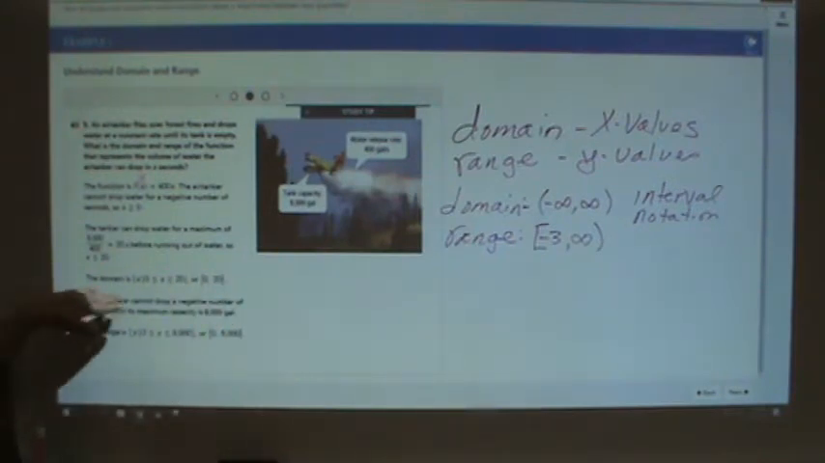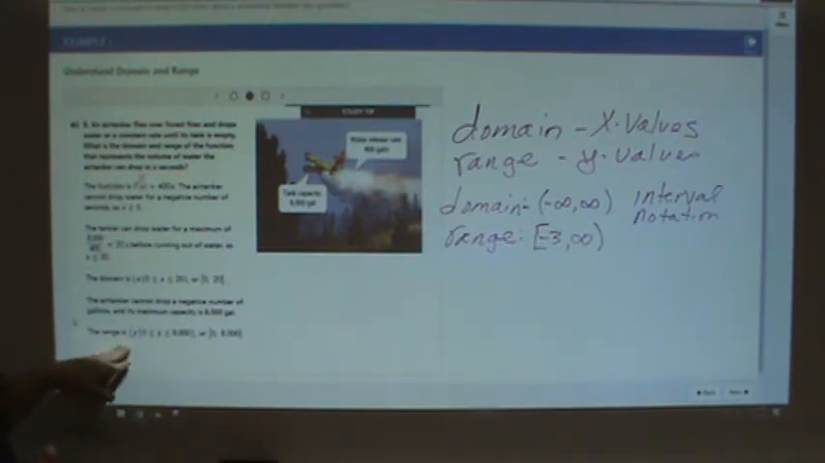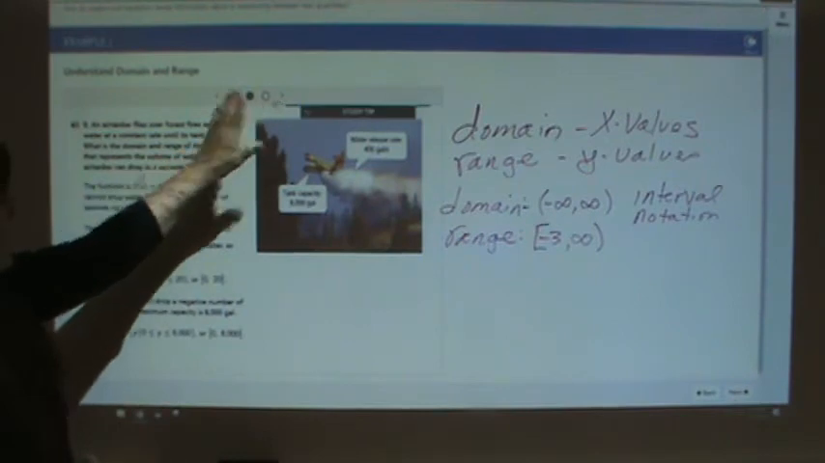Next, the air tanker cannot drop a negative number of gallons, and its maximum capacity is 8,000 gallons. Therefore, the range is going to be between 0 and 8,000 gallons of water, or [0, 8,000] with the two brackets. So the 0 and the 8,000 would be included in your answer. You want to click on that or go to the next 0?